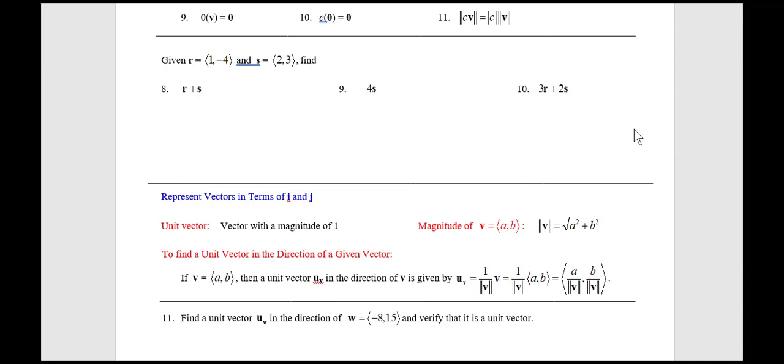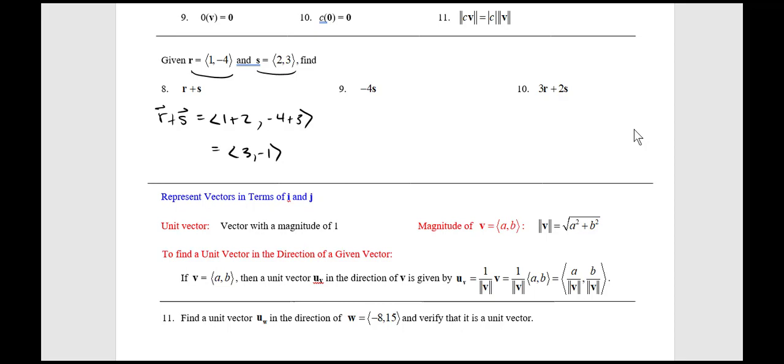R plus S, given these vectors R and S, is pretty easy, right? R plus S just says add the components. 1 plus 2 from the first components, negative 4 plus 3 from the second components, there's 3, negative 1. Easy enough.